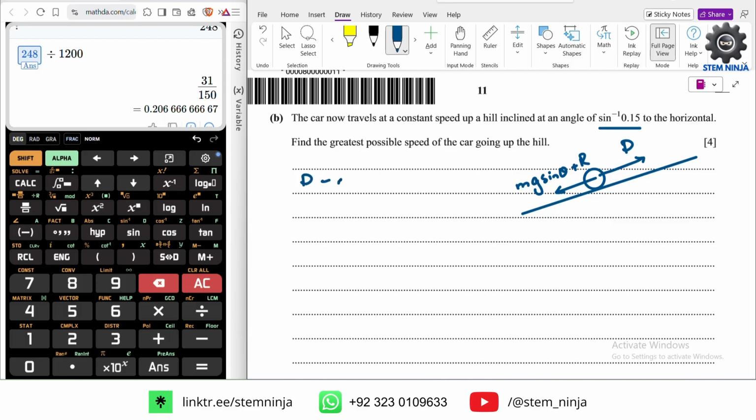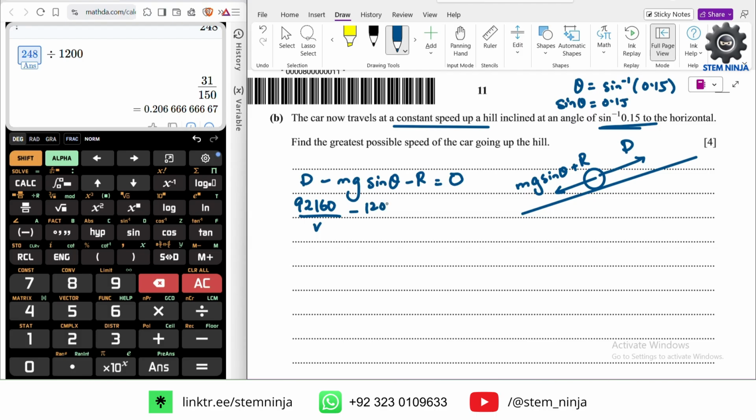So D minus mg sine theta minus R equals 0 at a constant speed. Now the force D is again 92,160 divided by V, minus mg, that is going to be 12,000, and sine theta is this. So the angle is equal to sine inverse of 0.15. Therefore sine theta would be 0.15.